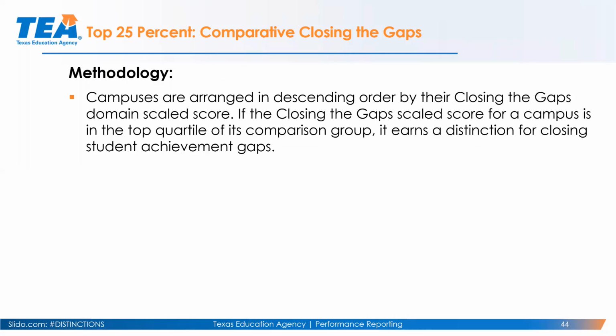The methodology is as follows. Campuses are arranged in descending order by their closing the gaps domain scaled score. If the closing the gaps scaled score for a campus is in the top quartile of its comparison group, then it earns a distinction for closing student achievement gaps.